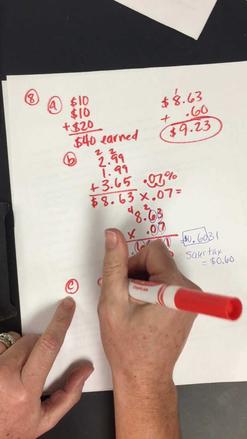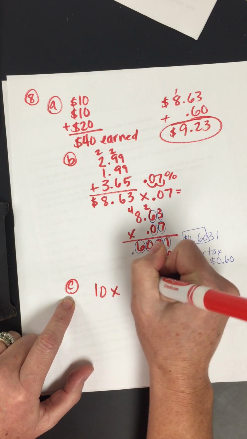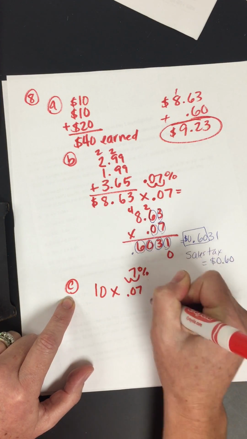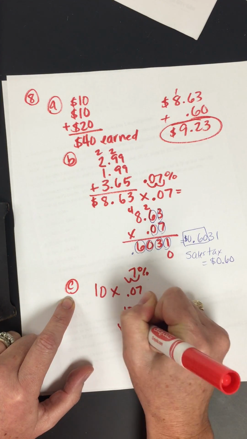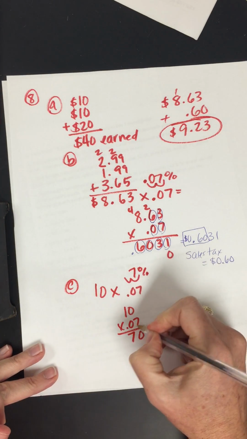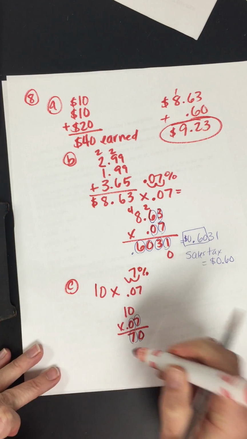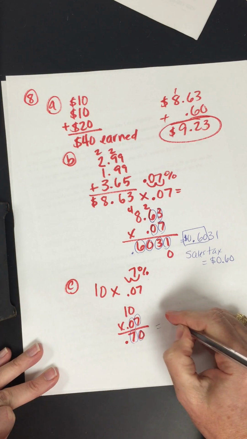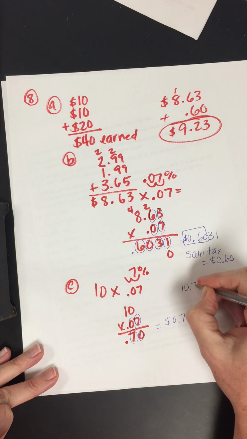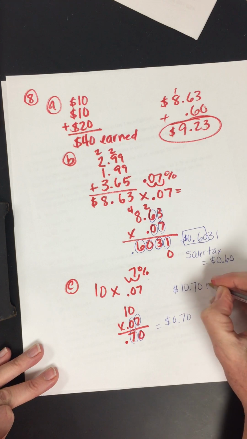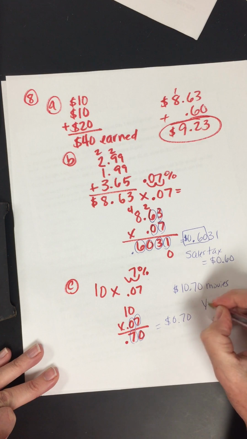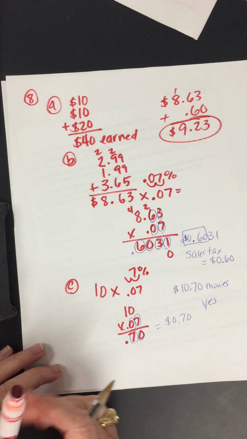Let's find out how much the ticket costs. $10 times the sales tax. We rewrite this as 0.07. 1, 2, 1, 2. That means our sales tax is 70 cents. So we have to add that onto our $10, so it's $10.70 to go to the movies. And if you earned $40, then yes, clearly you have enough money to buy the ticket.